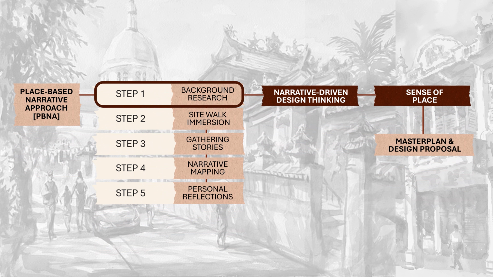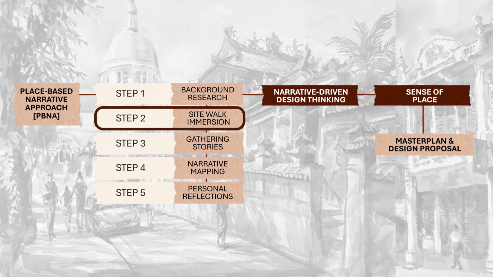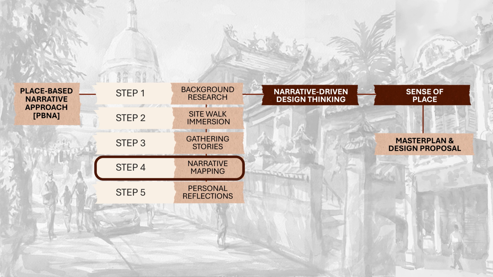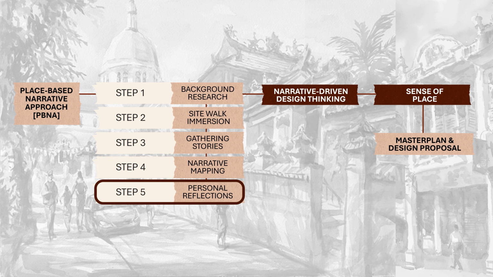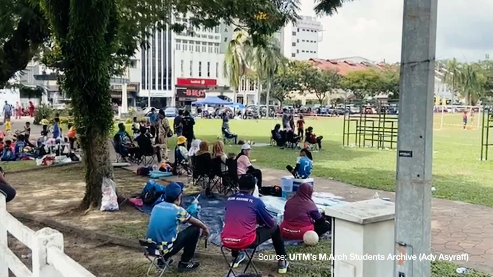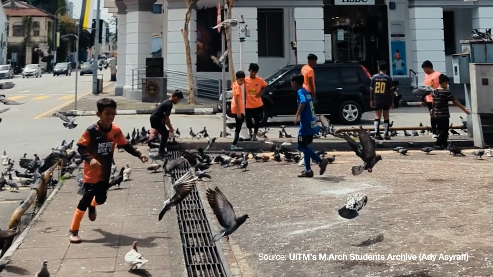Step 1, background research and resource identification. Step 2, sidewalk and immersion. Step 3, gathering stories. Step 4, narrative mapping. And lastly, Step 5, personal reflection. This process leads to narrative-driven design thinking, grounded in real people, real places, and real stories.